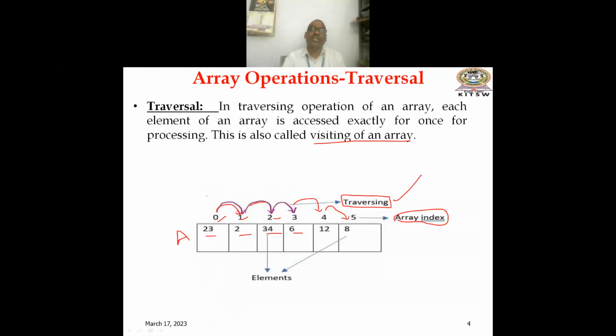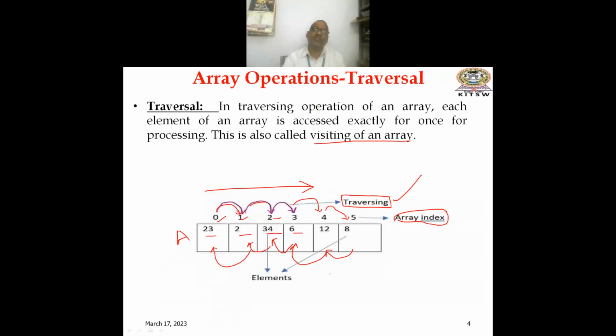If you traverse this way, it is called forward traversal. You can also access the array elements in the other way. First 8, then the fourth location element, that is 12, and then you can access the sixth element 6, then you can access 34, and then you can access 2, and then you can access 23.